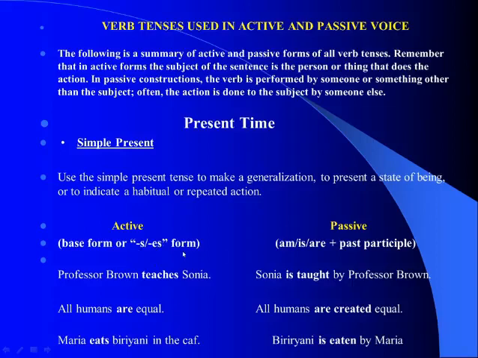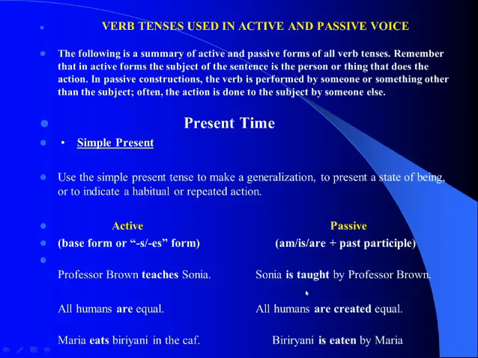So what will be the form of passive voice of the simple present verb? See, Professor Brown teaches. This is teaches. Professor Brown teaches Sonia. This is the active voice of simple present. Brown is the name of a person, not the color. Professor Brown teaches Sonia. Sonia is taught by Professor Brown.